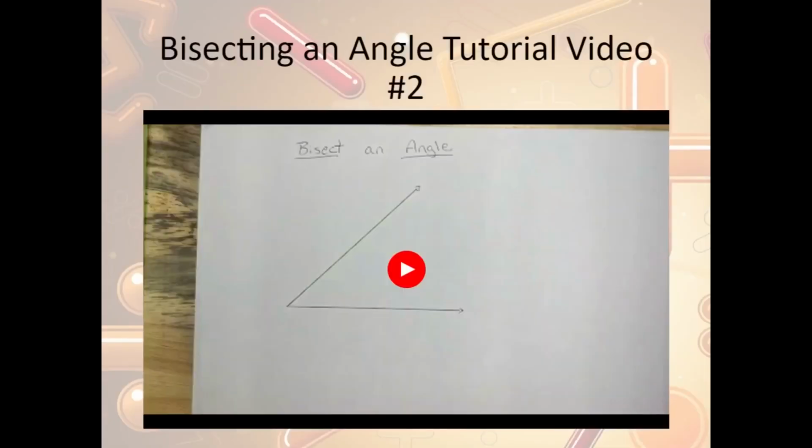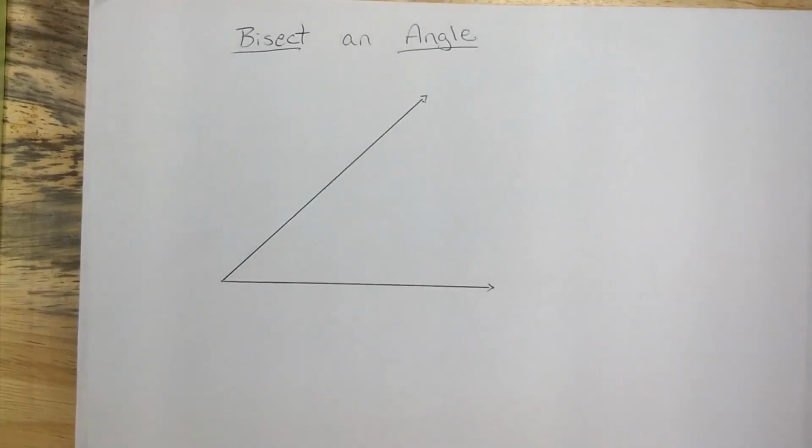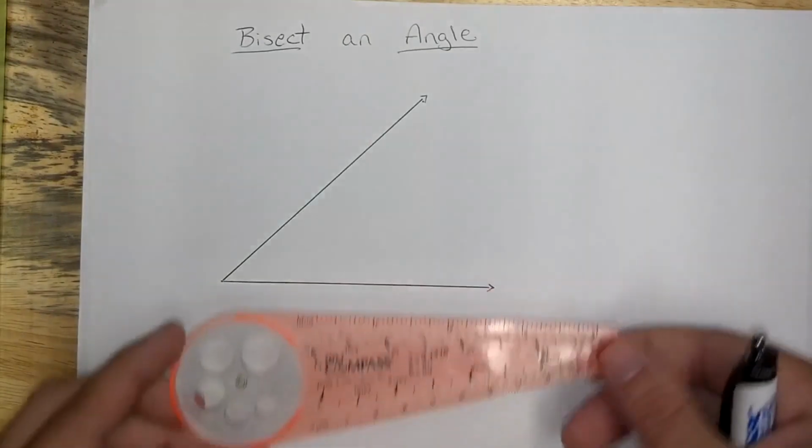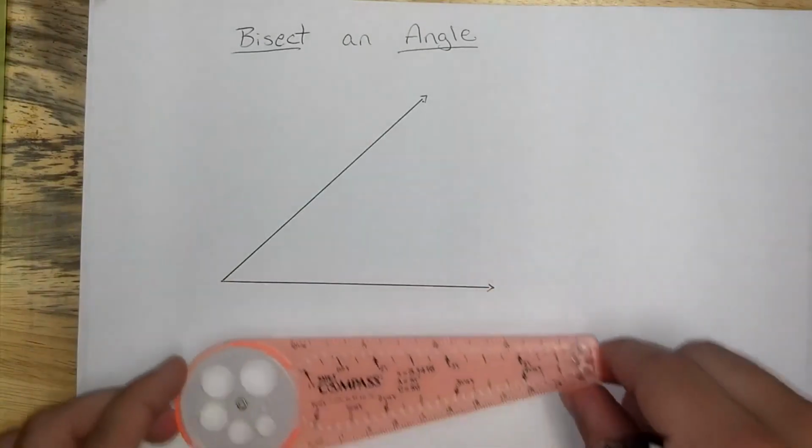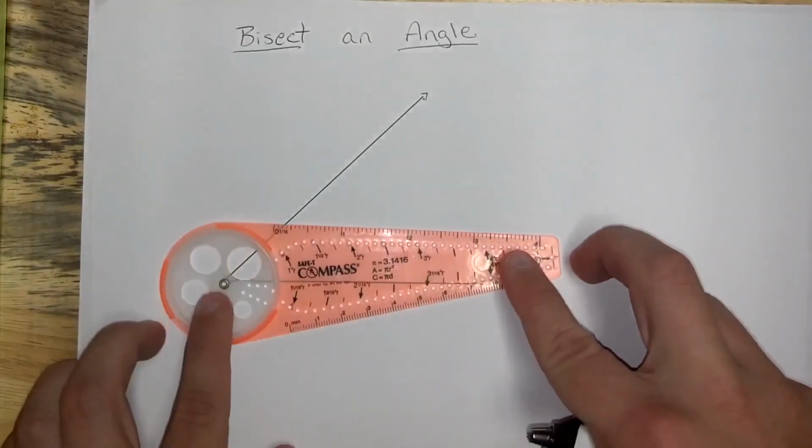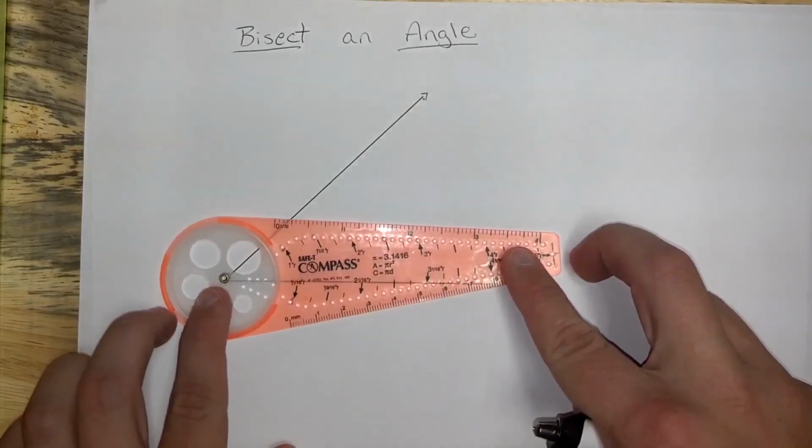Now there's a video here for you to watch as well on how to bisect an angle using paper and a compass. So go ahead and watch that video as well. To bisect an angle, first have an angle. Next, have a compass. In this case, nice safety compass. Go ahead and put that brass ring right on the vertex of your angle.